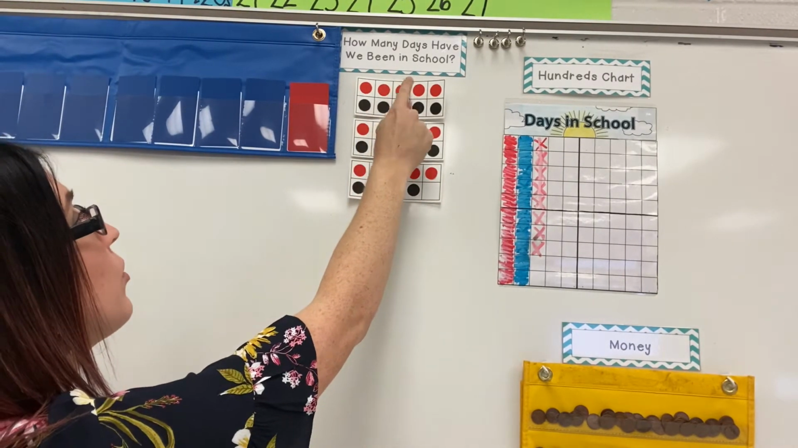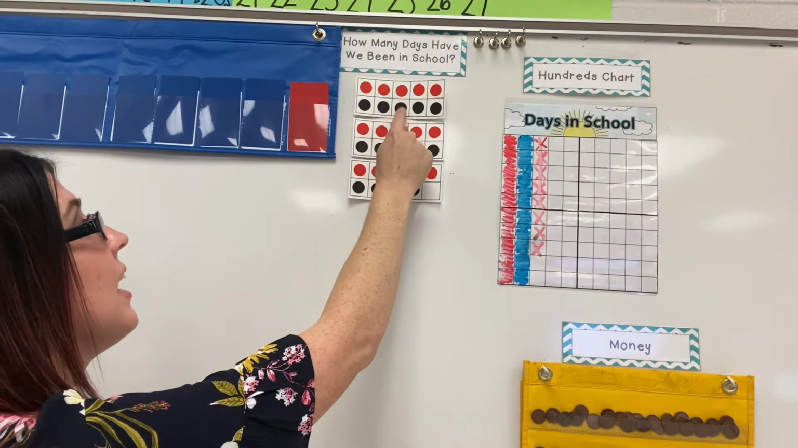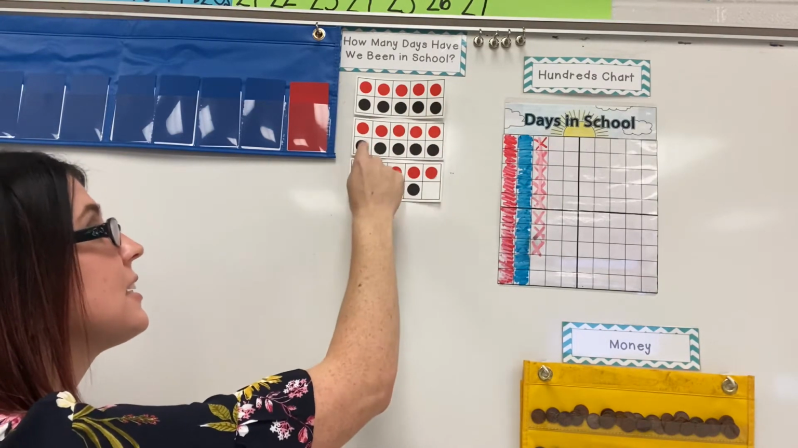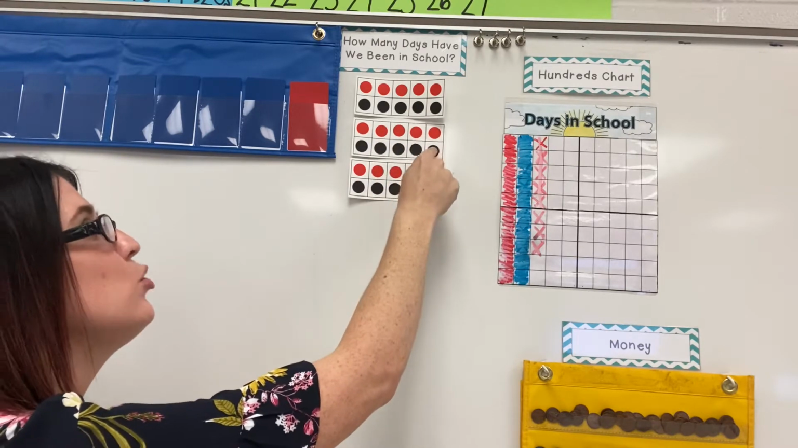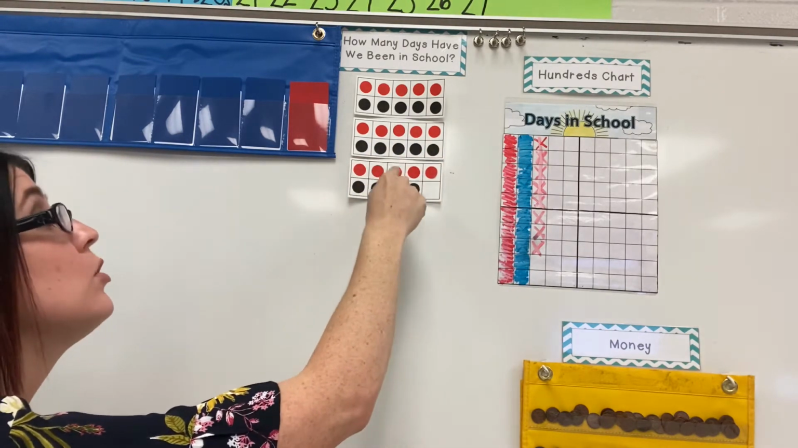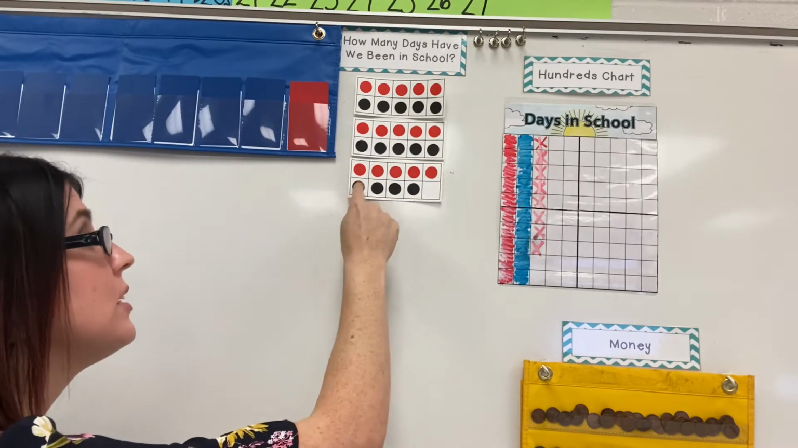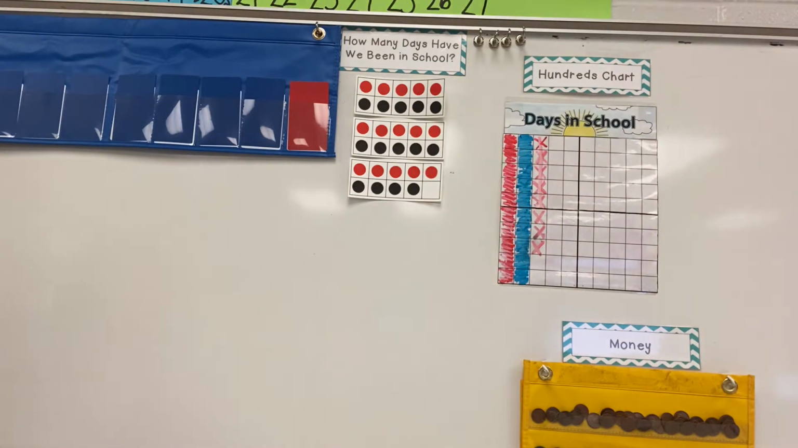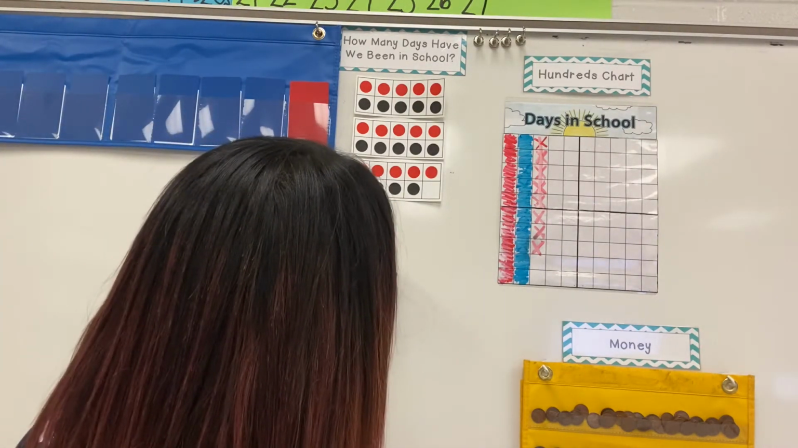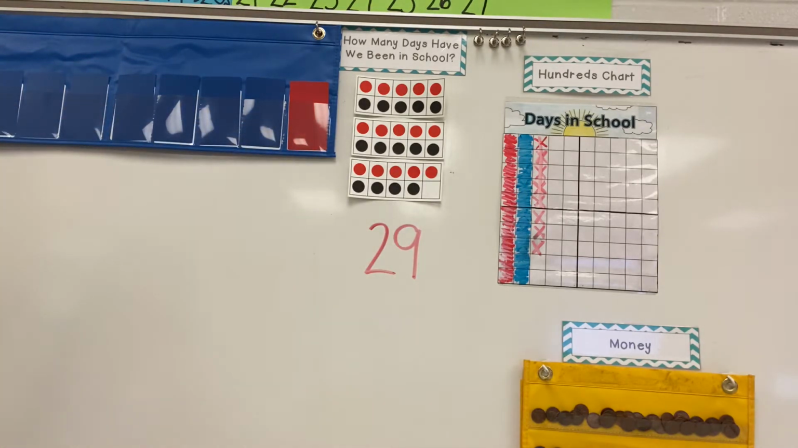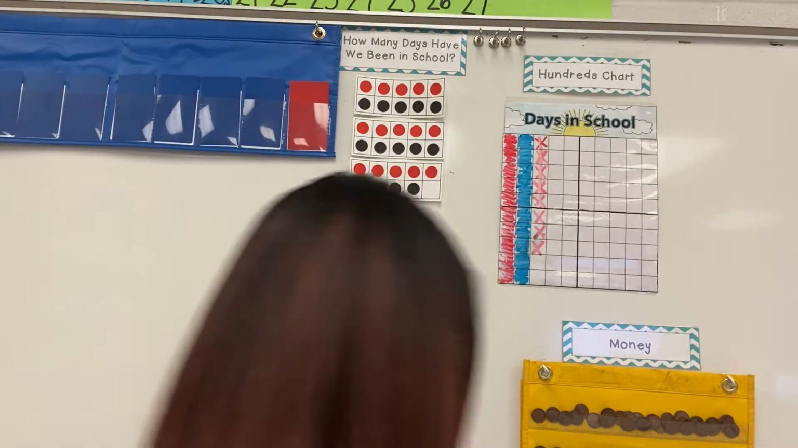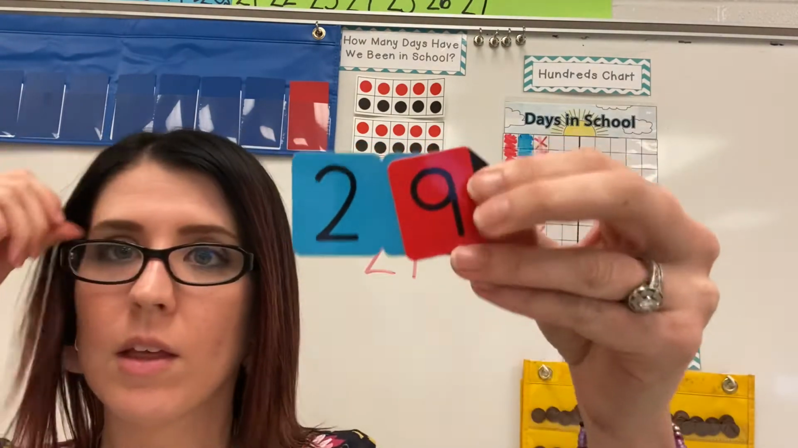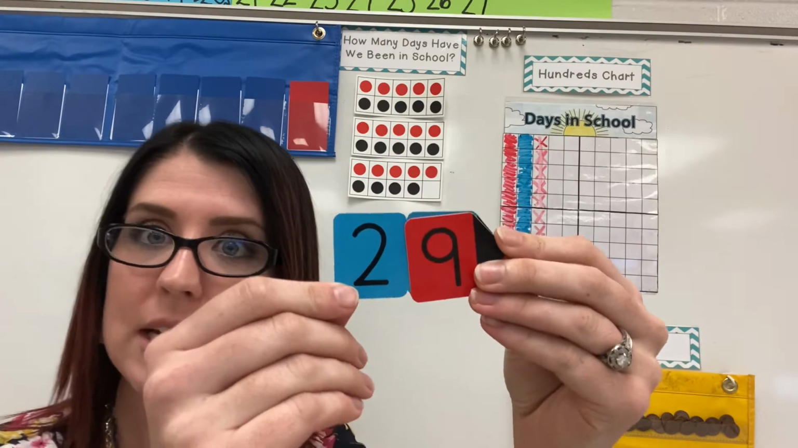1, 2, 3, 4, 5, 6, 7, 8, 9, 10, 11, 12, 13, 14, 15, 16, 17, 18, 19, 20, 21, 22, 23, 24, 25, 26, 27, 28, 29. You've now been in school for 29 days. Here's what 29 looks like. Kind of looks like a 2 and a 9, doesn't it? But let's pull out our super magic cards. Look at 29. Looks like 2 and 9, doesn't it? But look at his secret.